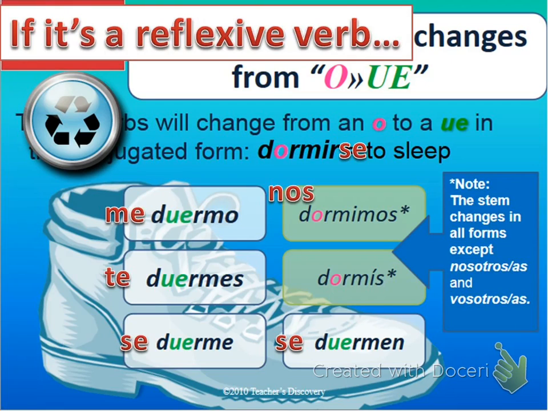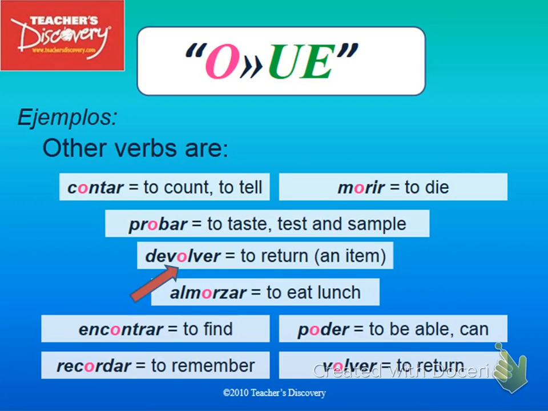We'll get a more complete list of verbs that are O to UE, but if we were to have this verb with a reflexive attached to it, we would just take care of the SE at the end, put your reflexive pronouns in front of the verb if it's one verb: me, te, se, nos, and se, and then do your IR changes for present tense verbs, and then do the stem change inside the boot. So that we've done in the reflexive chapter. There's going to be more verbs that are O to UE. I'll give you a more complete list in just a few minutes.